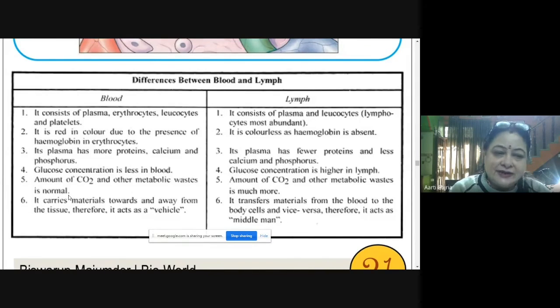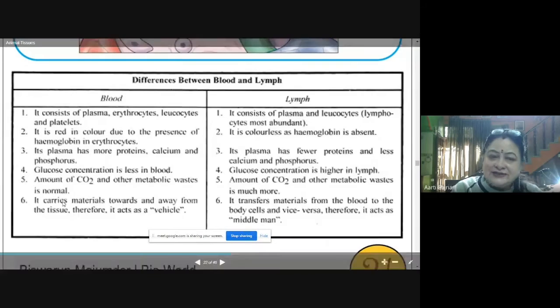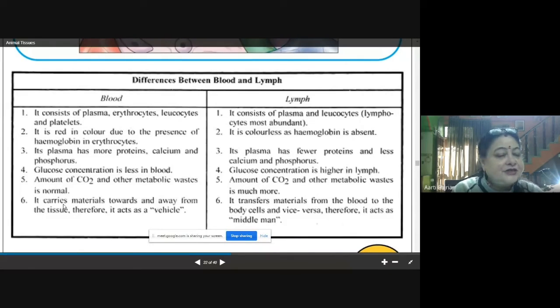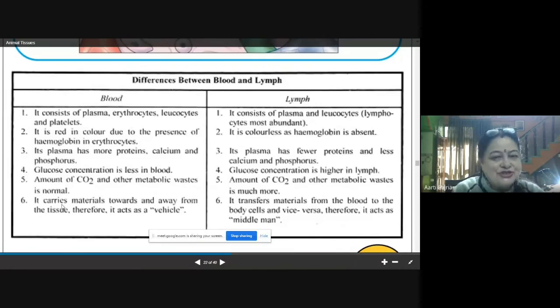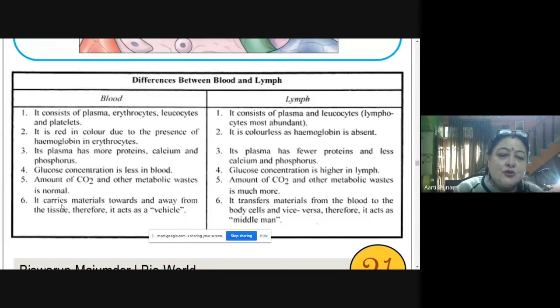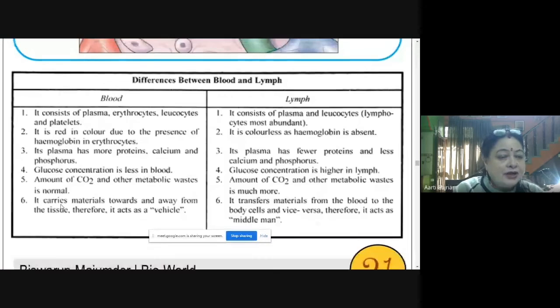Blood is red in color due to the presence of hemoglobin, which is present in the RBCs, whereas lymph is colorless as hemoglobin is absent here. In blood, the plasma has more proteins, calcium and phosphorus, whereas in lymph, the plasma has less protein, less calcium and phosphorus. Glucose concentration is less in blood, whereas it is high in lymph. The amount of carbon dioxide and other metabolic waste is normal in blood, whereas it is much more in lymph.